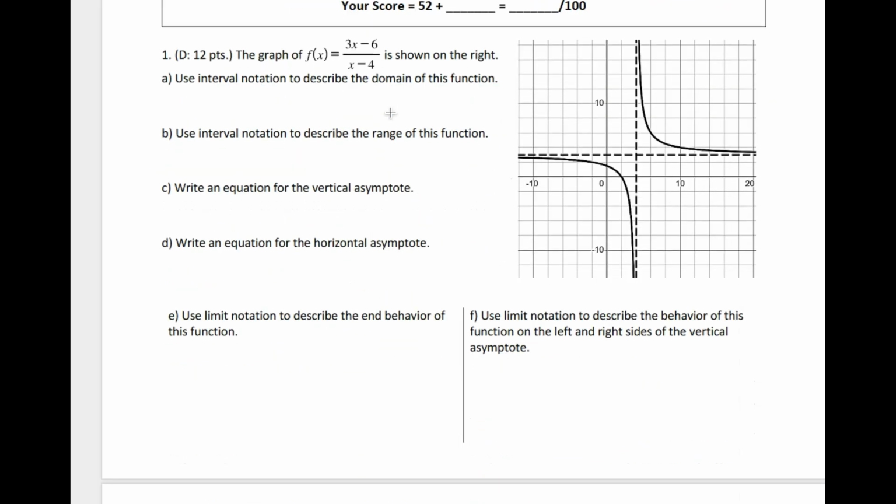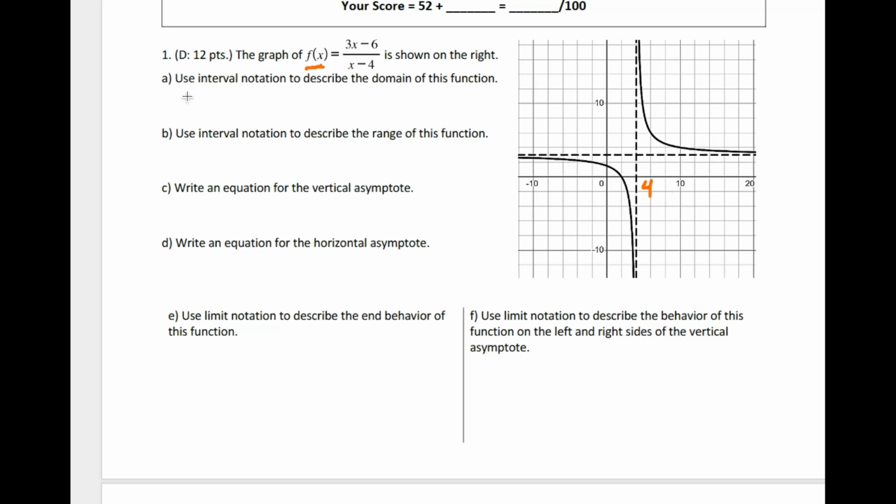So the first problem here, we're given a rational function, and its equation is right here. And we're also given a graph of it. It says the graph of f of x equals 3x minus 6 over x minus 4 is shown on the right. Part A says use interval notation to describe the domain of this function. So this is all the values of x where the function is defined. And pretty much that's everywhere except where the vertical asymptote occurs. And in this function, that occurs at 4.